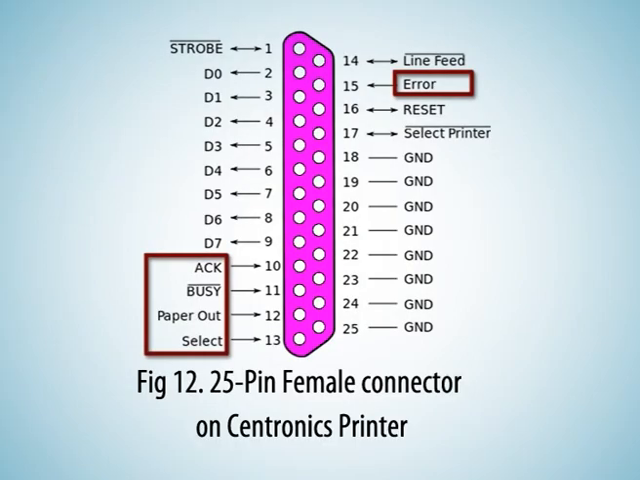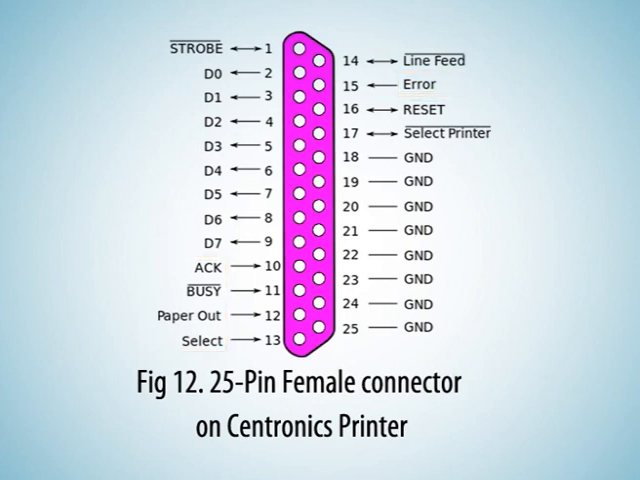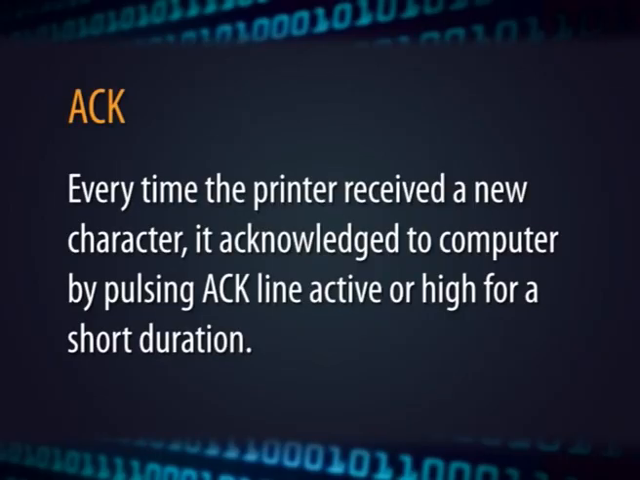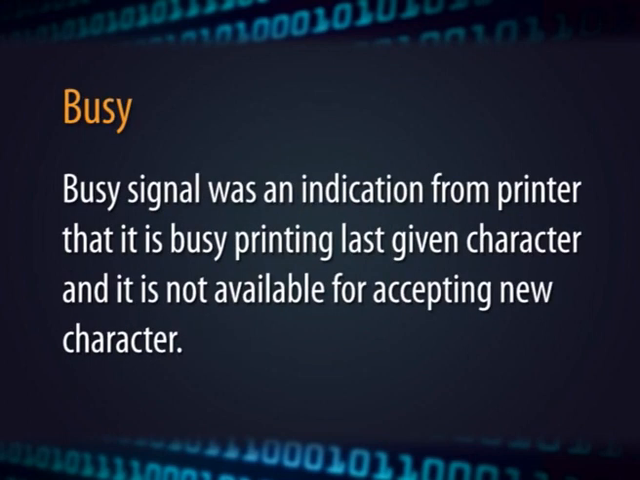3. 5 status signals from printer to computer as input known as ACK or acknowledge, busy, select, error and paper out. Every time the printer received a new character, it acknowledged to computer by pulsing ACK line active or high for a short duration. Busy signal was an indication from printer that it is busy printing the last given character and it is not available for accepting a new character.